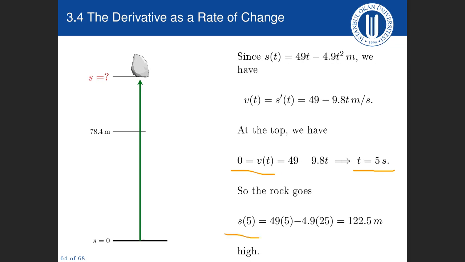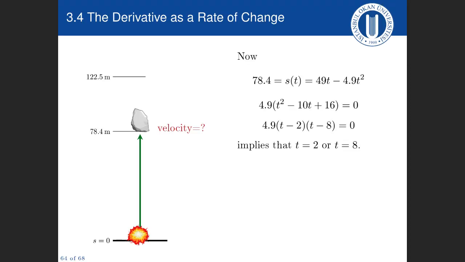And then we can calculate the height of the rock after 5 seconds. Stick the numbers in and we get 122.5 meters. So the height of the rock, the highest point, is 122.5 meters. Let's fill that in.